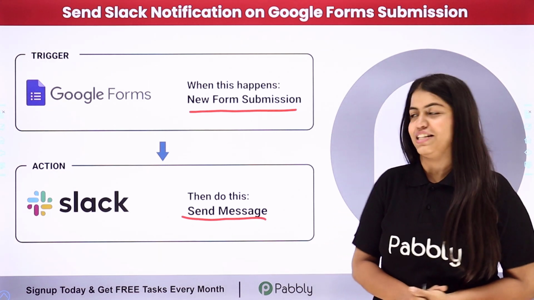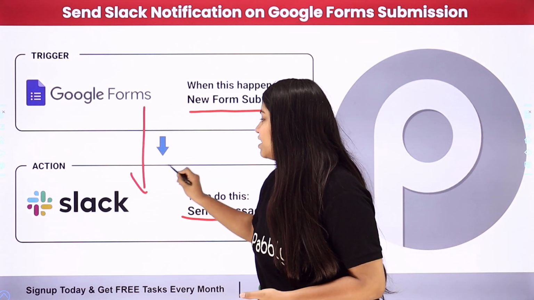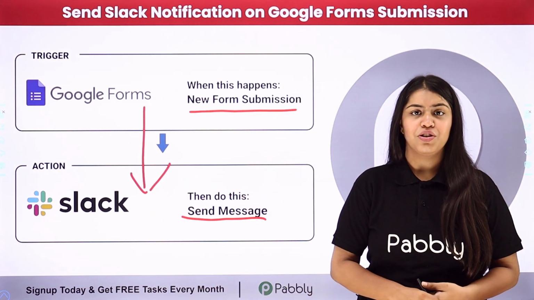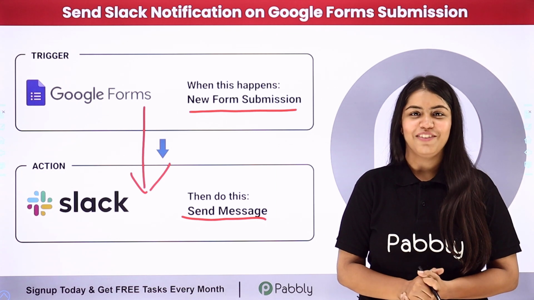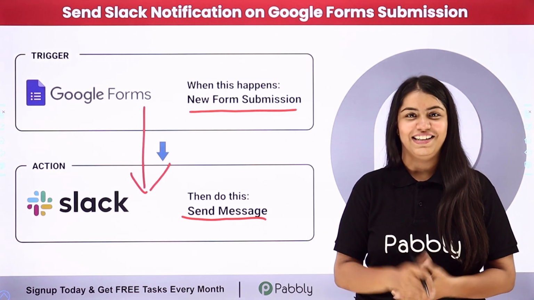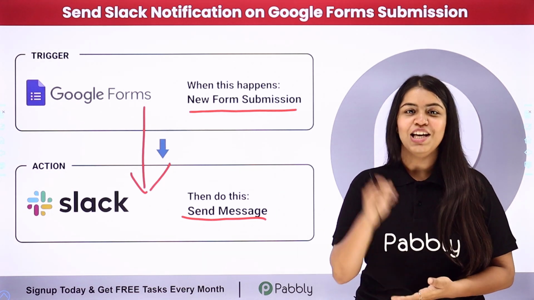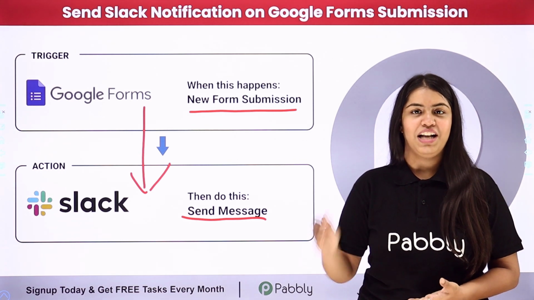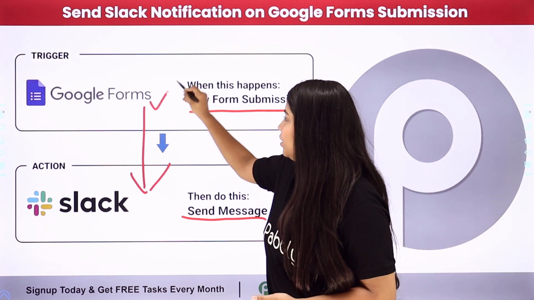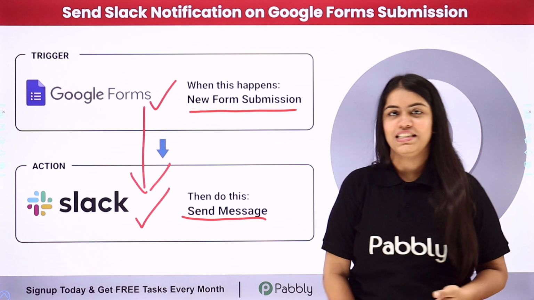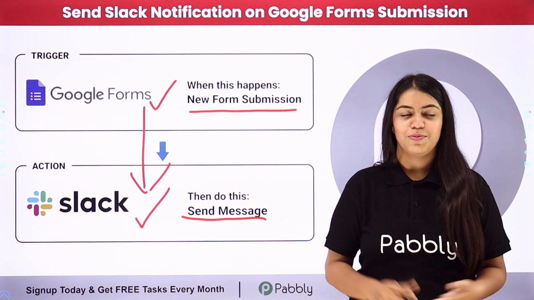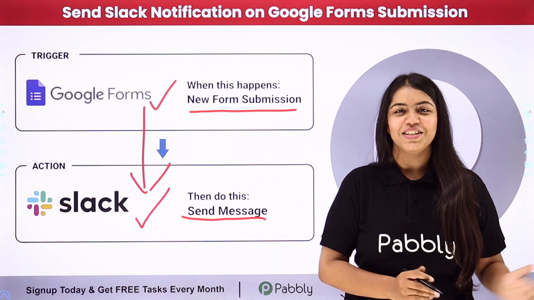For this, we are going to create a connection between Google Forms and Slack. To create this connection without knowing any programming or coding language, we are going to use Pabbly Connect. It is an amazing automation software. So in Pabbly, we have the concept of trigger and action. For trigger, we are going to use Google Forms, and for action, we are using Slack. So if you also wish to learn this process step by step, follow me through the screen.